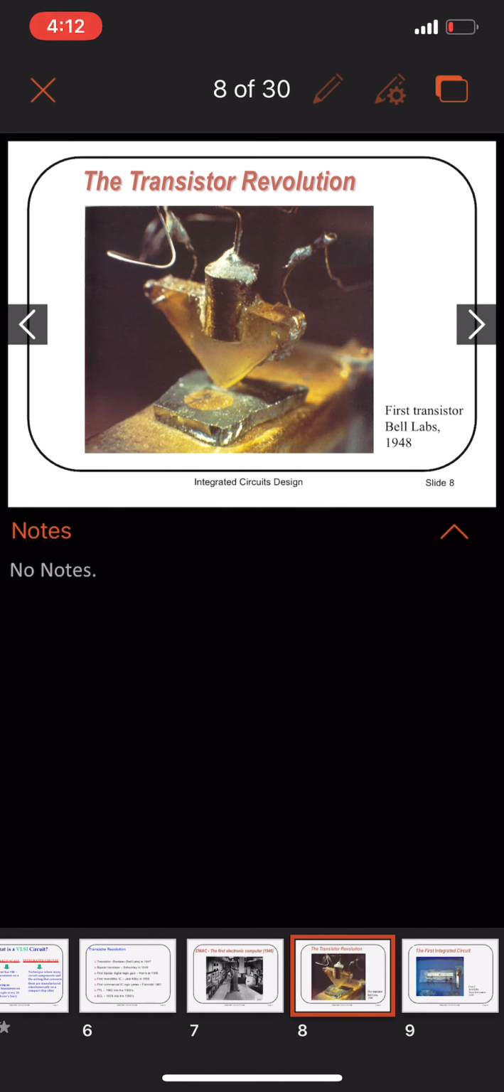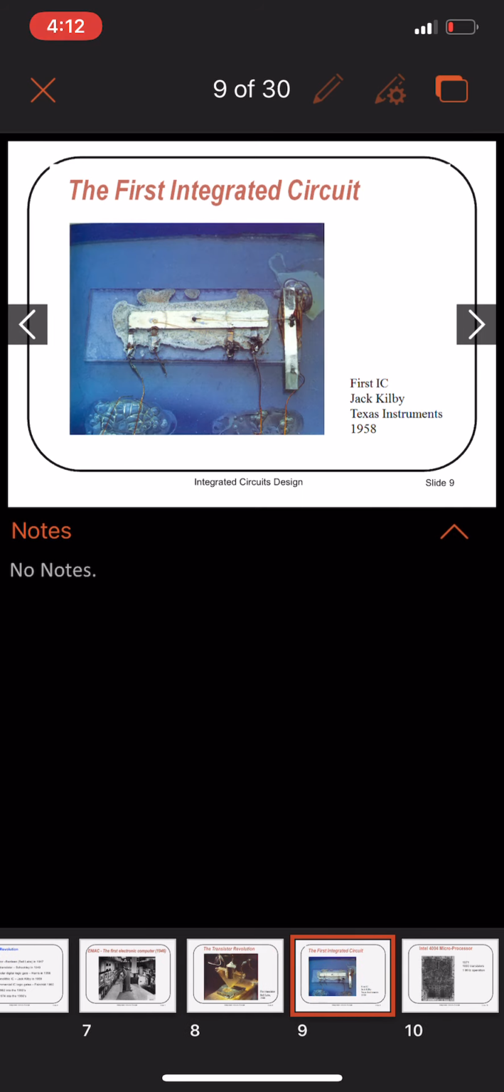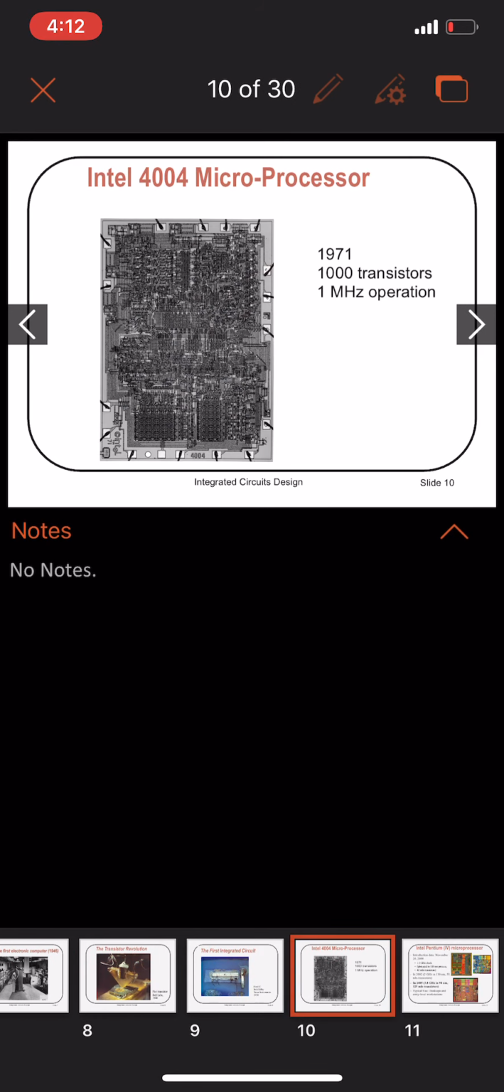The transistor revolution: this was the first transistor, by Bell Labs in 1948. In the slide, you can see the first integrated circuit by Texas Instruments in 1958. Intel introduced its first microprocessor, the Intel 4004, in 1971. This microprocessor had 1000 transistors and a clock frequency of 1 megahertz.